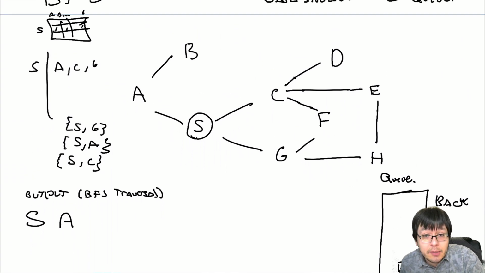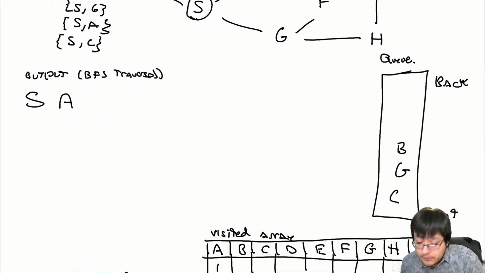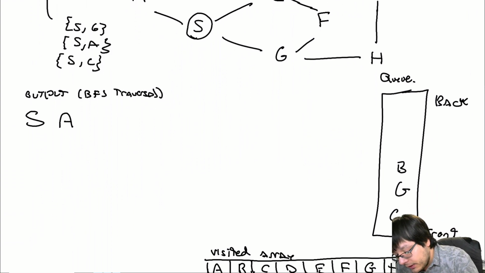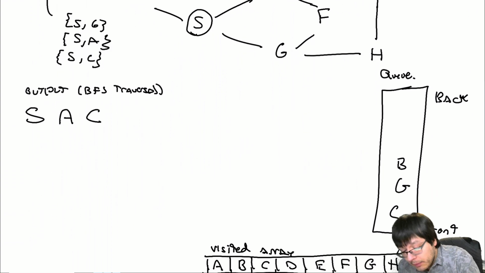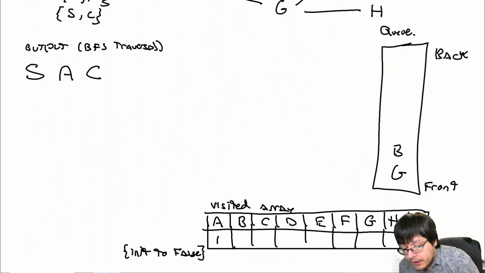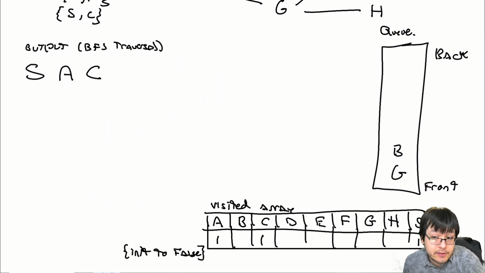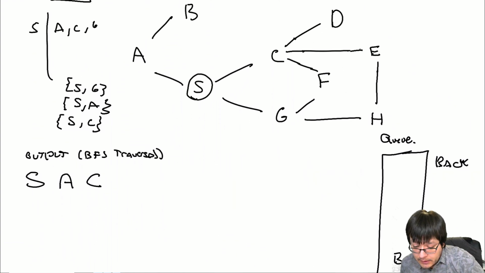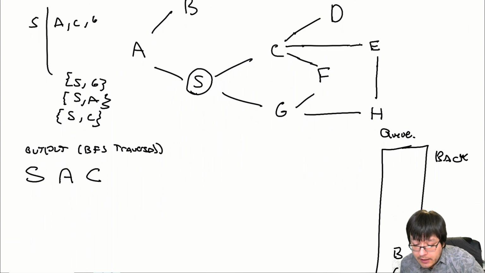The next thing we're going to pick is whatever's at the top of the queue. What is at the top of the queue? The C. So we're going to dequeue the C, add it to our output whenever we dequeue it. And now we're working with C. First thing you want to do, so you don't forget, is mark it as visited in your Boolean array. And now we're going to add all the nodes that are connected to C.